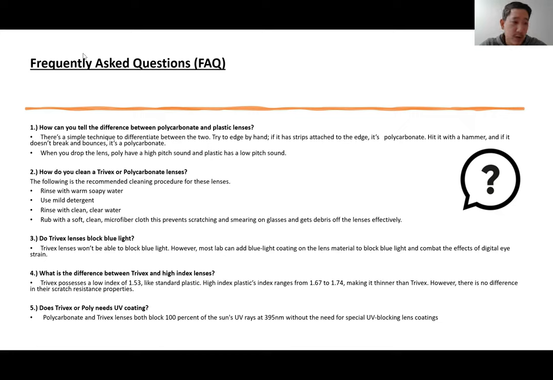So does poly or Trivex need UV coating? The good part here is polycarbonate lenses and Trivex lenses do block 100% of the sun's UV at 395 nanometers without the need of a special UV blocking coating. Why? Because it is built in within the lens itself.